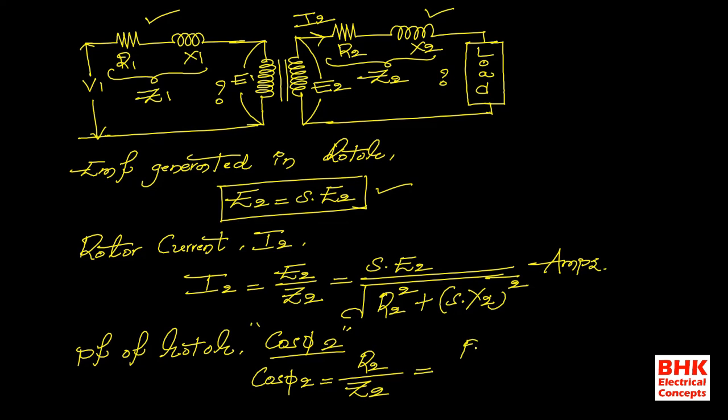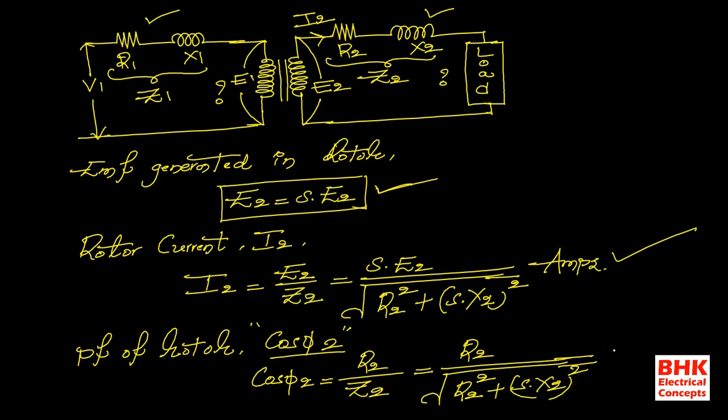R2 is not a frequency component, so I am directly considering R2 divided by Z2, which means as it is we place under root R2 square plus S into X2 square. In case of running condition, you always multiply S, that is slip, to all frequency components. Clear? So instead of E2 we need to substitute S into E2, instead of I2 I need to directly consider this expression, and instead of cos phi 2 I need to consider this expression.